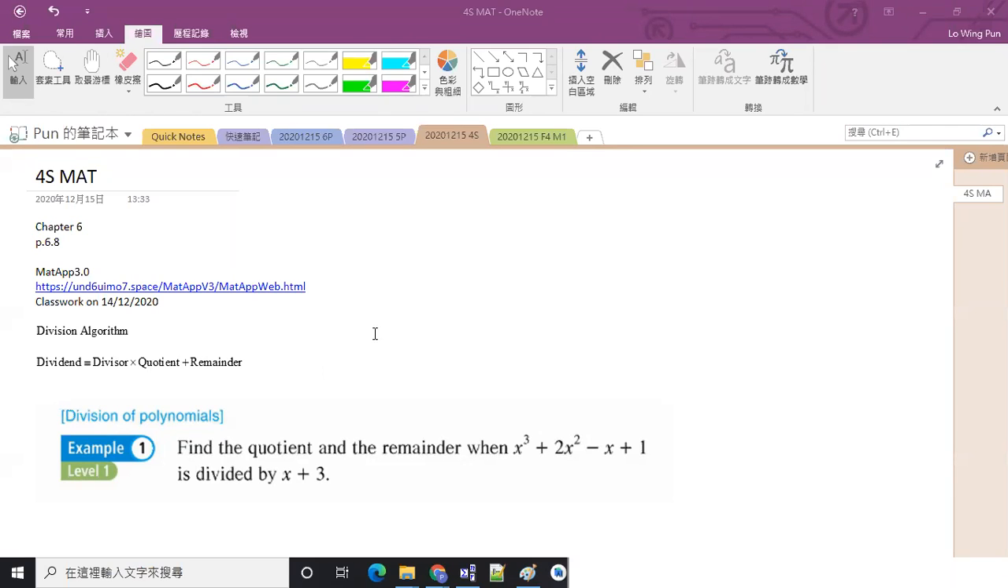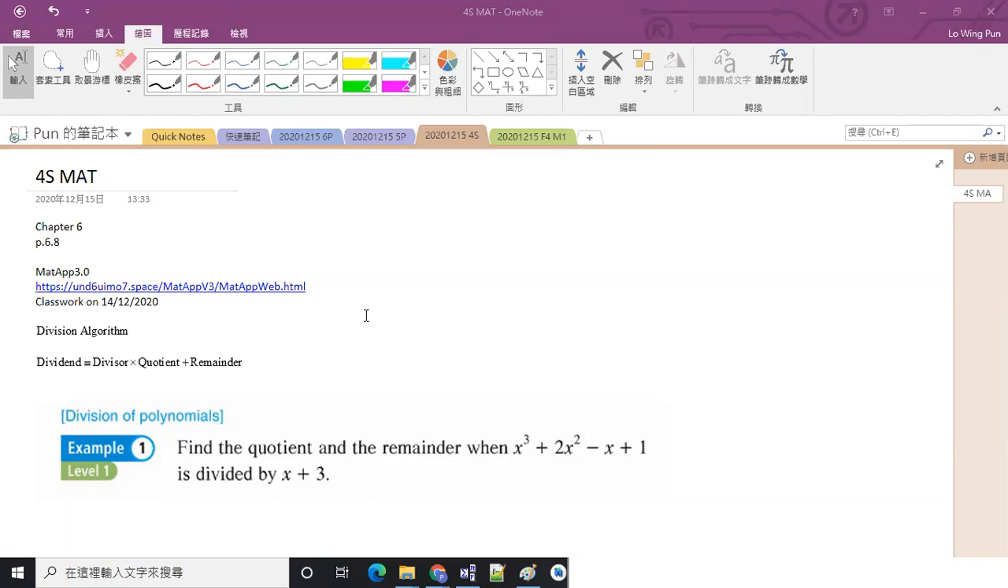In a division, this something is divided by something, okay? The first something is called the dividend. The Chinese name is 被除數, okay? And then the second something is called the divisor. The Chinese name is 除數. And then you get a result, okay? Division result. That is called the quotient. Chinese name is 商數, or 商.